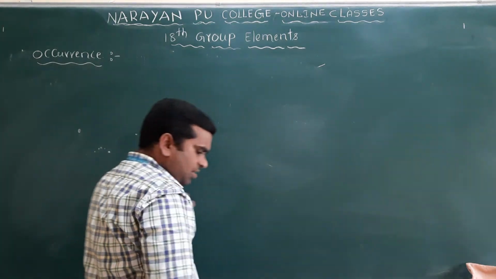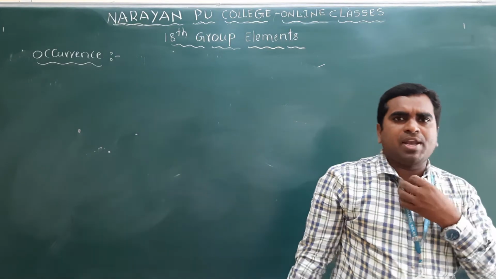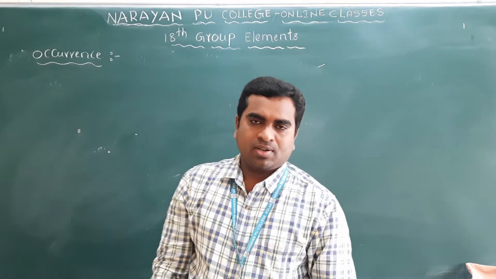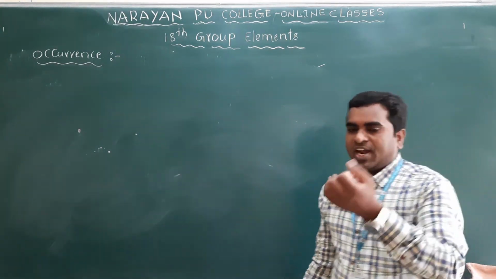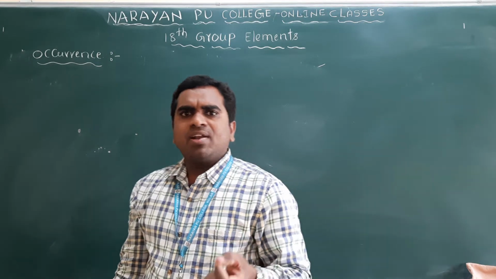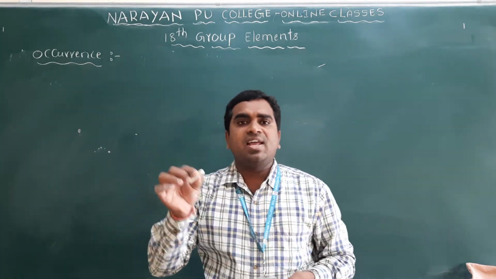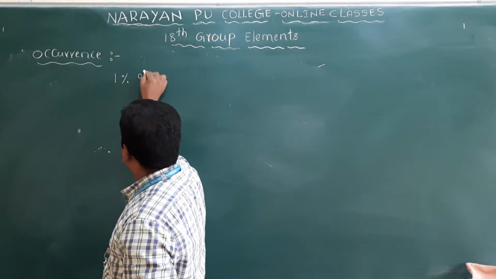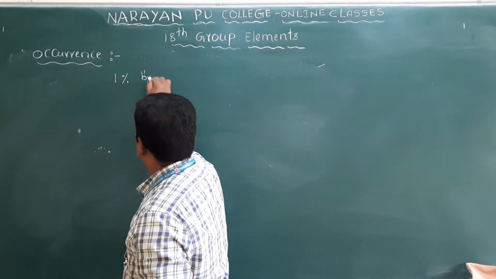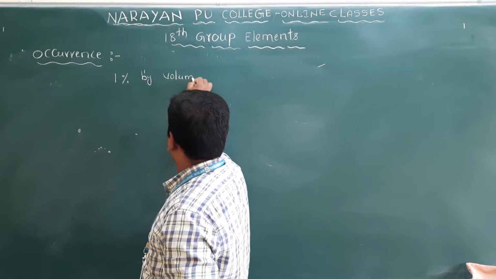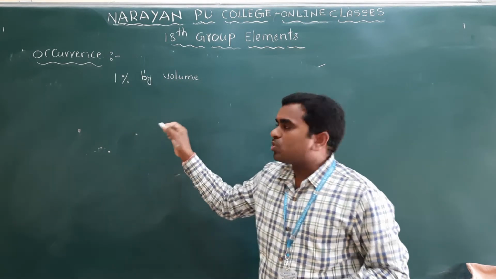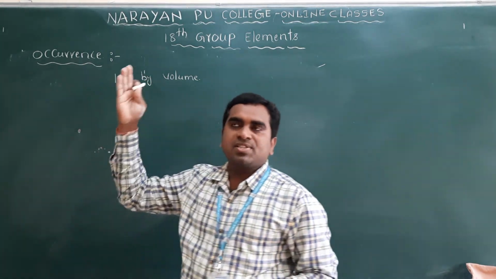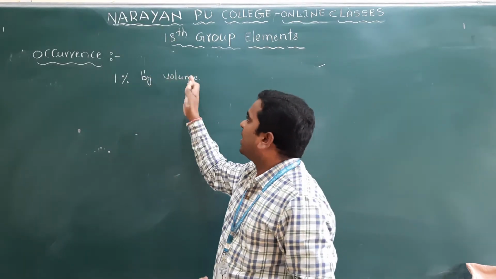Just now I mentioned, except radon, all the remaining noble gases occur in the atmosphere. Clear? They are present where? Atmosphere. So their abundance in dry air is about 1% by volume. How much percent are they present in the air? So totally, all noble gases are present at 1% by volume in the air. Clear?